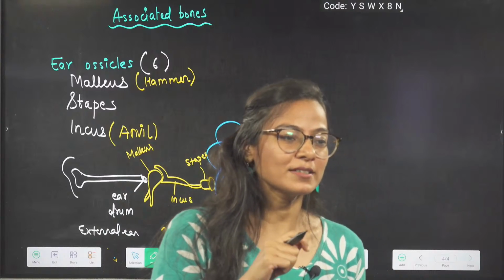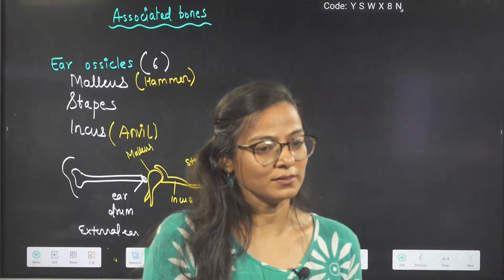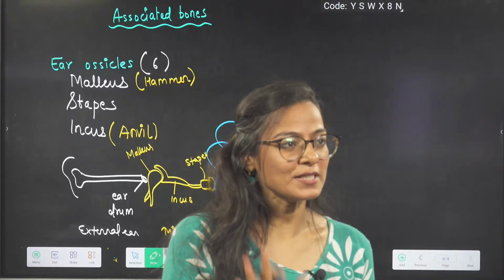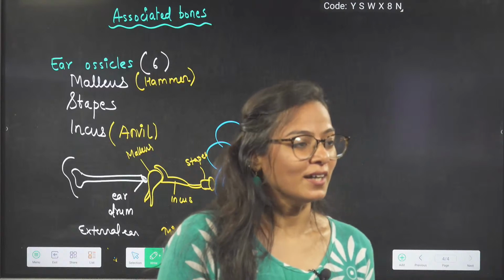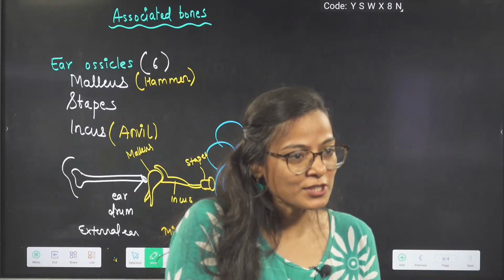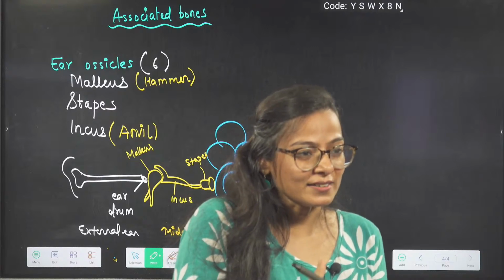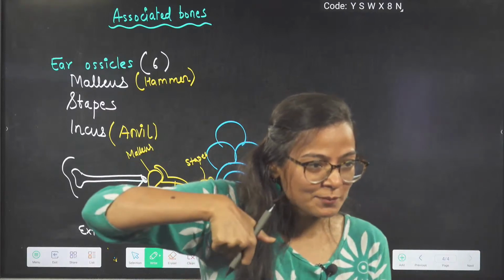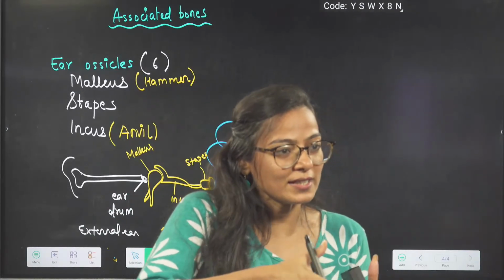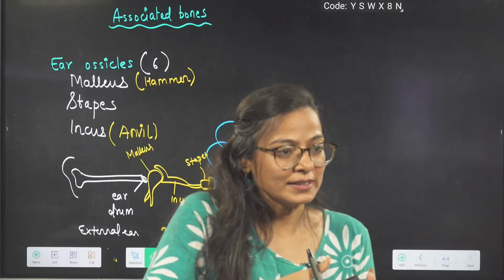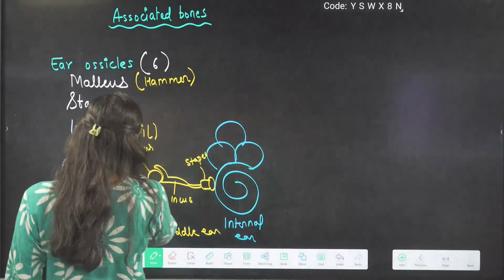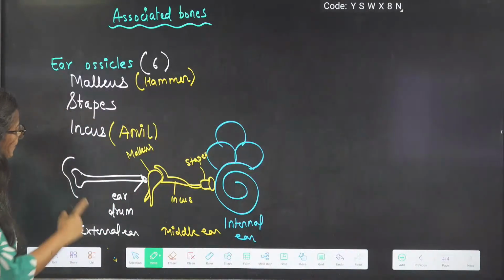A cobbler is the person who repairs the shoes. Have you ever seen a cobbler shop? They will have one piece of equipment made of iron. It is very heavy, where they will keep the shoes like this and then do their stitching work. Have you seen that? Yes, so that is called an anvil. If you see the structure of this incus, it is like that anvil. That's why it is given that name.